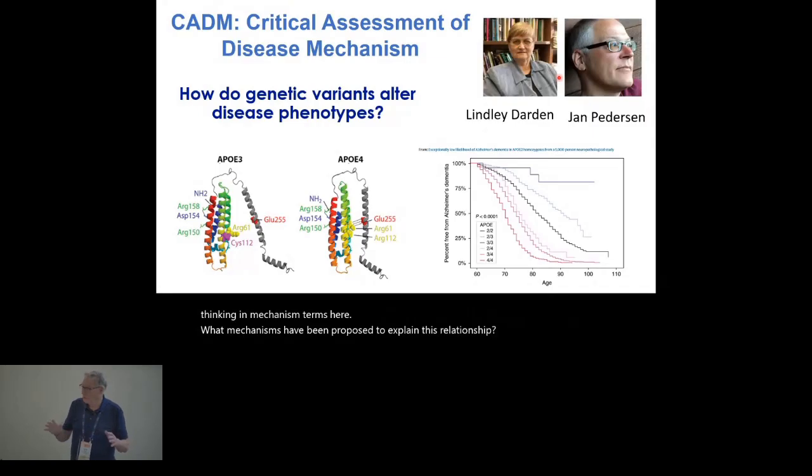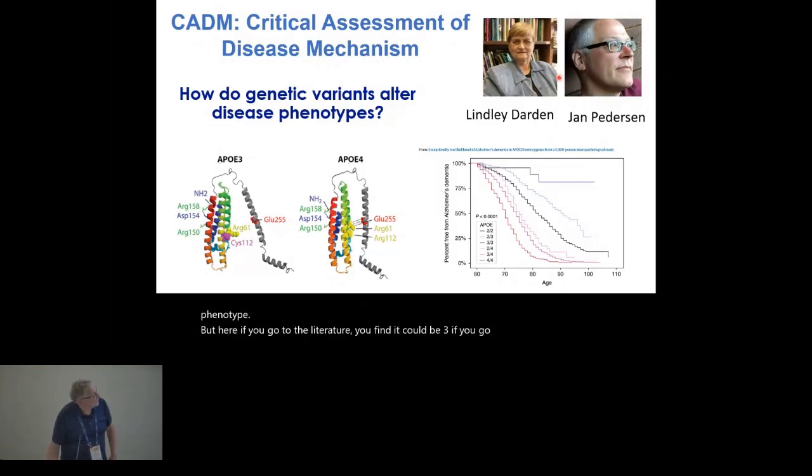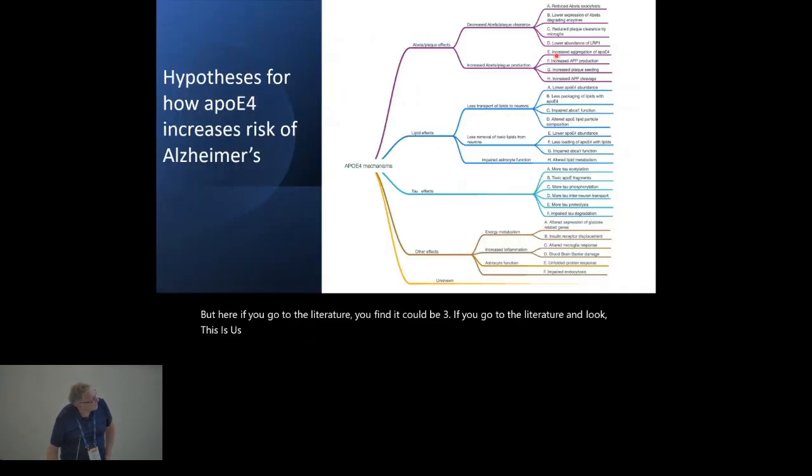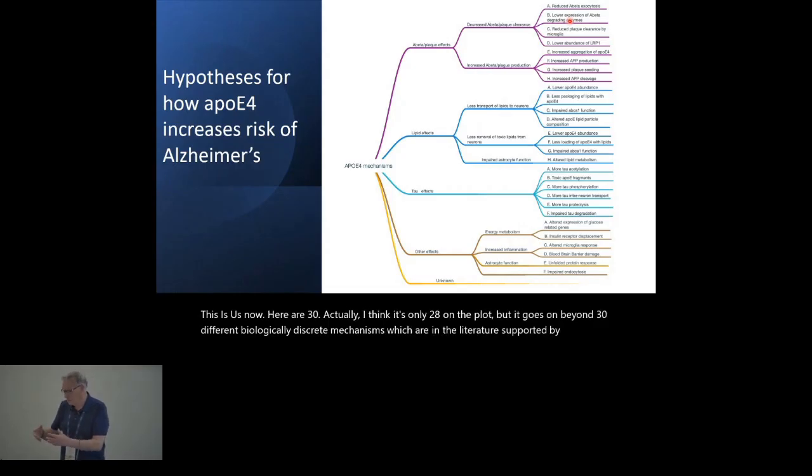Now, I think what we know about other genetic variants and disease is that typically there's one mechanism. These systems are very robust, of course, and so usually just changing one base may give you one way to some kind of disease phenotype. But here, if you go to the literature, you find it could be 3. If you go to the literature and look, this is us now, here are 30, actually I think there's only 28 on the plot, but it goes on beyond 30, different biologically discrete mechanisms which are in the literature supported by data. So there's not speculation here.